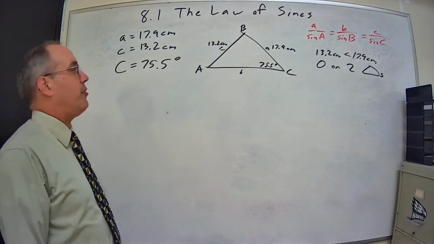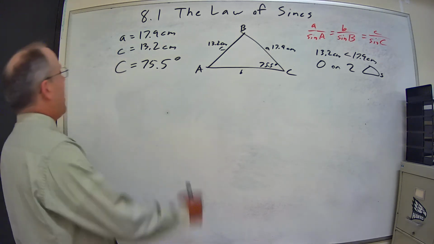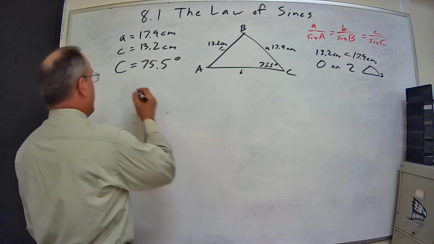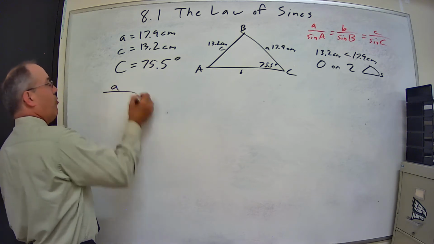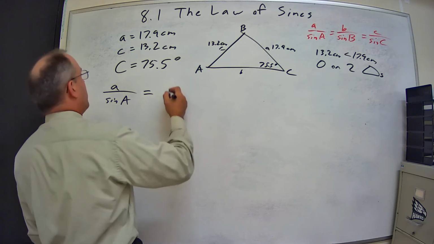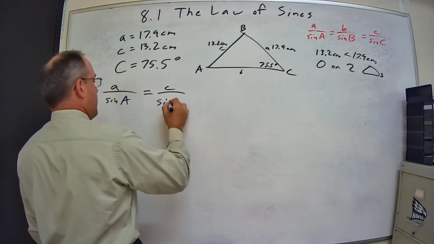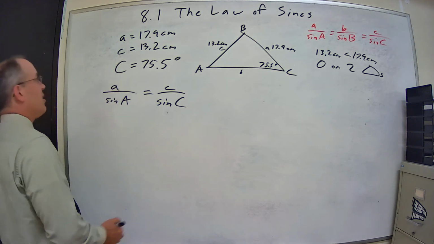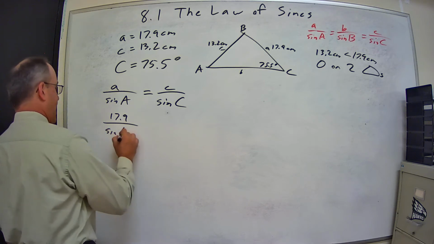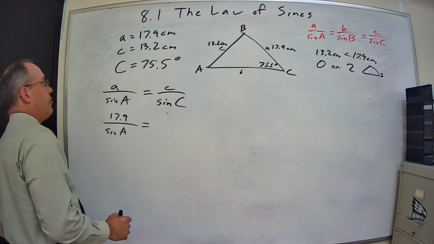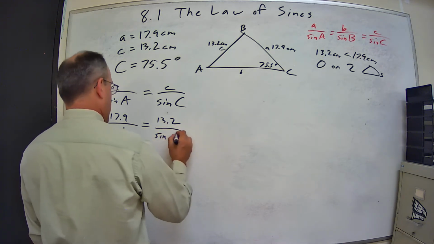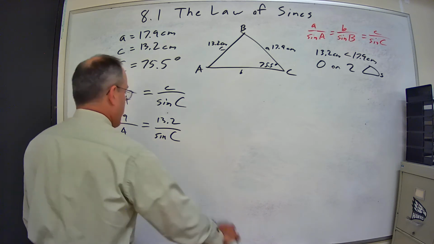So we have side A, side C, and angle C. So we're going to take A over sine A is equal to C over sine C. So let's plug them in. We have 17.9 over the sine of A is equal to 13.2 over the sine of C. I'm sorry, C is 75.5.